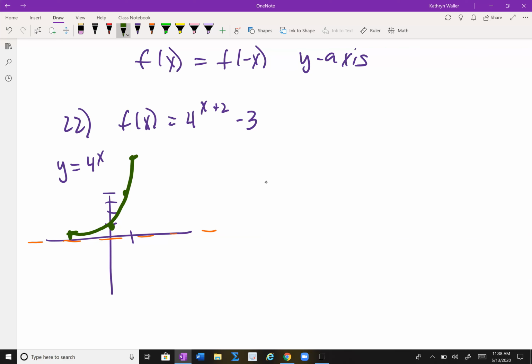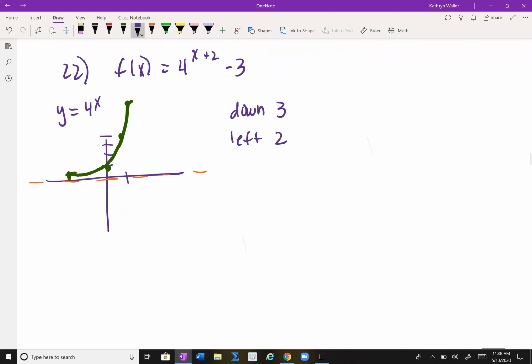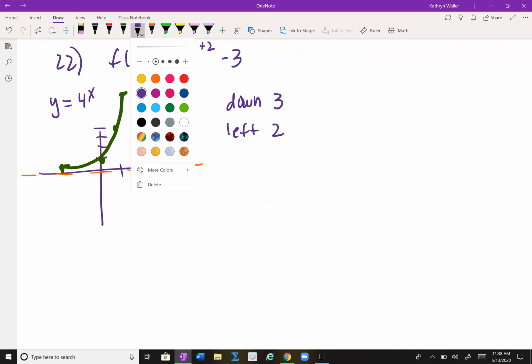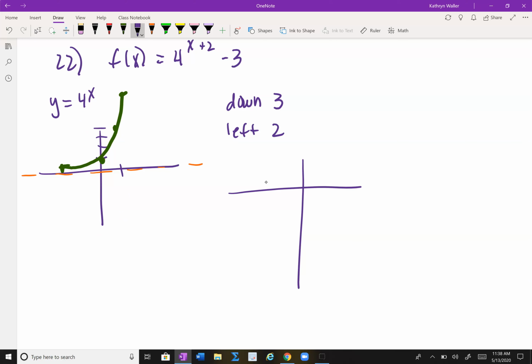Now, I don't have any negatives, which means I don't have any reflections. The -3 tells me to go down 3. The +2 tells me to go left 2. So I'm going to take that graph and I'm going to go down 3. I always do my asymptote first so I don't get confused, okay?